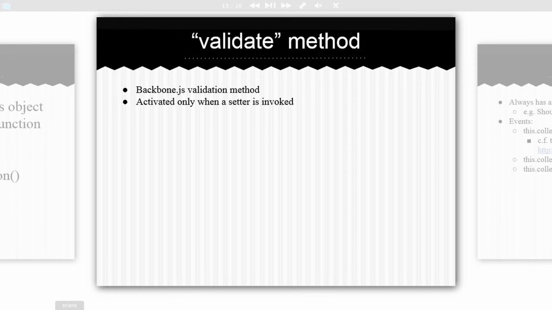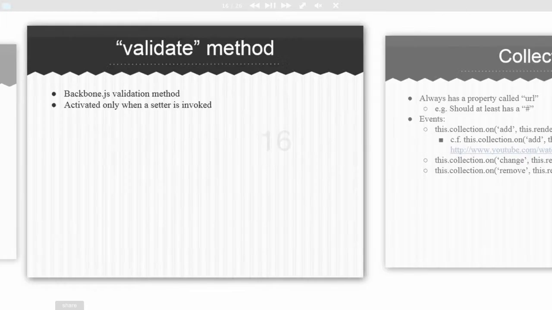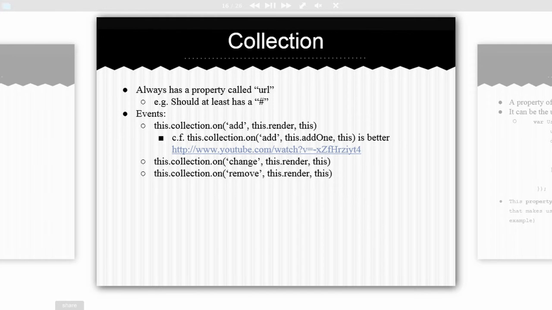A Backbone model can define a validate method. If the model has a validate method and validation fails, the model will not be saved. A Backbone collection always has a property known as URL. Just like any other Backbone object, it can also listen to events like add, change and remove, for instance.